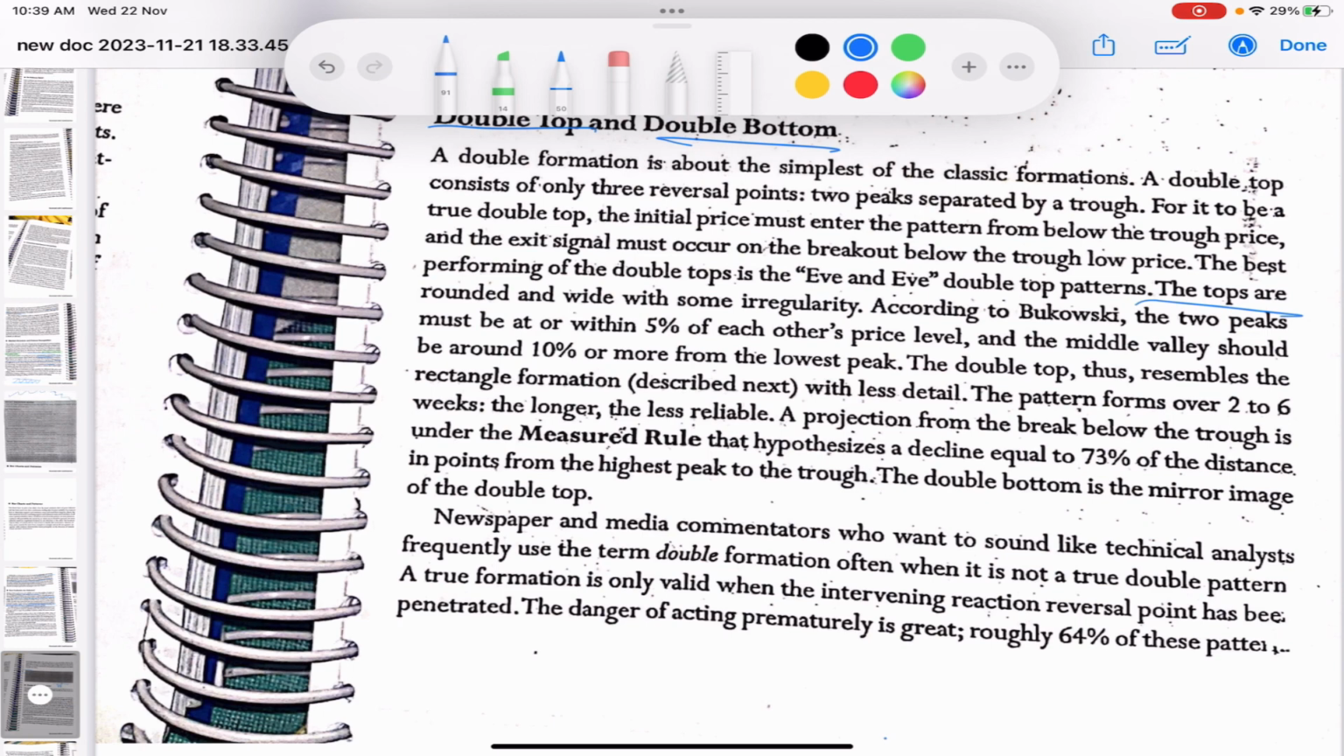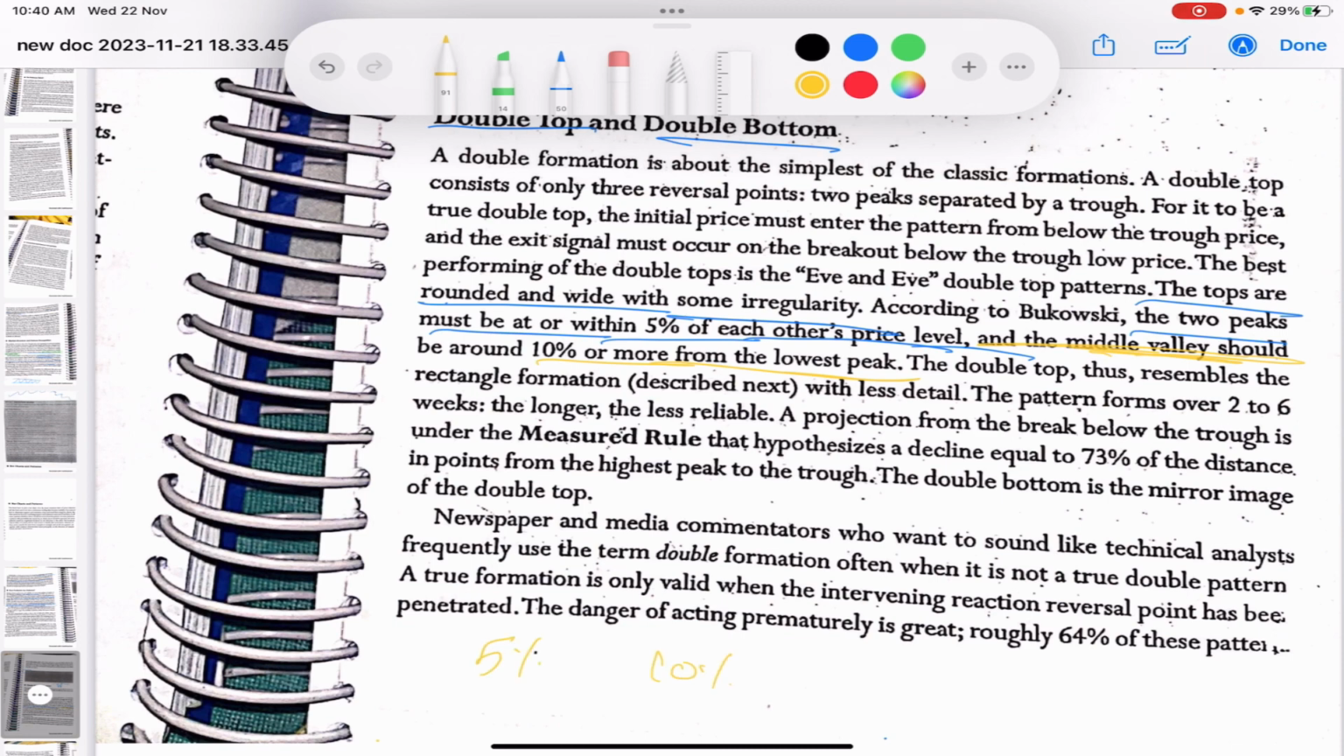The tops are rounded and wide with some irregularity. The two peaks must be within 5% of each other's top price level. So if I have something like, let's say, this, this is not a double top pattern. Why? Because the difference between this top and this top is very high. So you need to make sure that both of the tops are within 5% of the distance. But the middle valley should be around 10% or more from the lowest peak. Okay? So 5% and 10%.